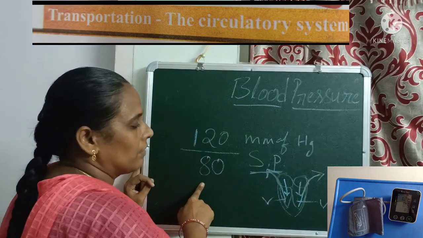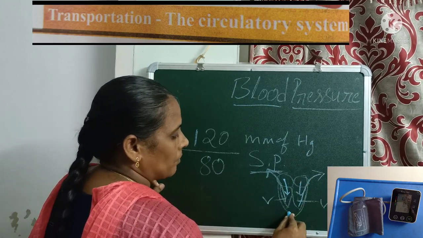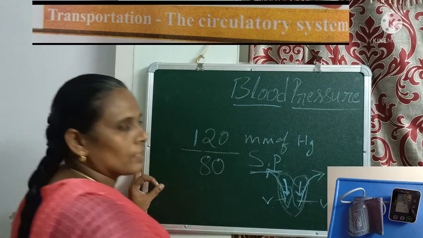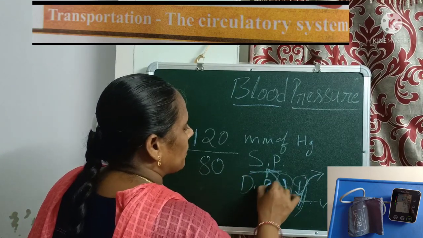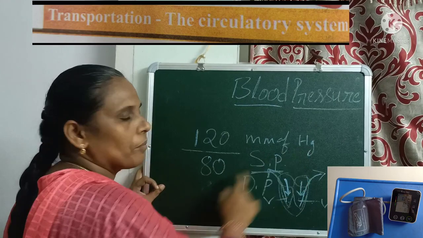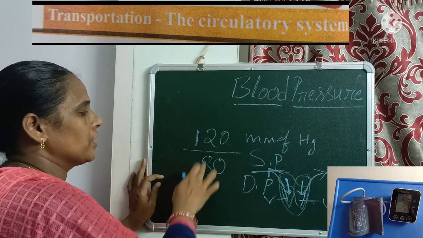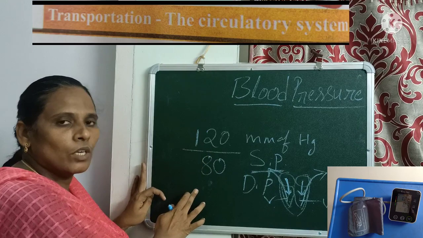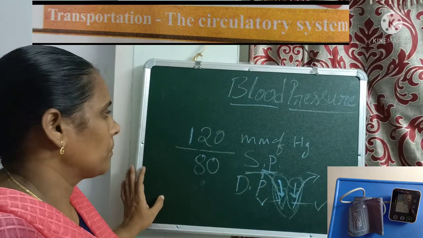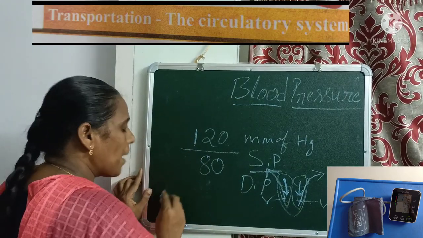And the second reading is taken during the resting time of the ventricles, while blood is flowing into the ventricles. This is called diastolic pressure. This may be 80 mm of mercury. Generally in common people, BP shows these readings, 120 by 80. 120 by 80 is a normal reading. If it rises, the person may have some problems. If it shows high, that is called BP hypertension.